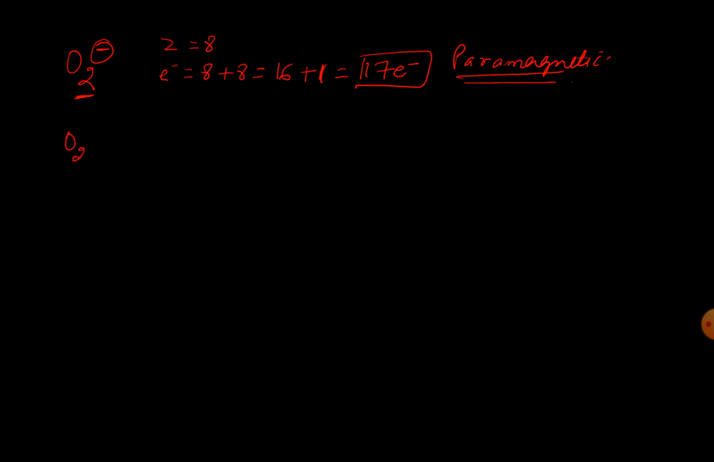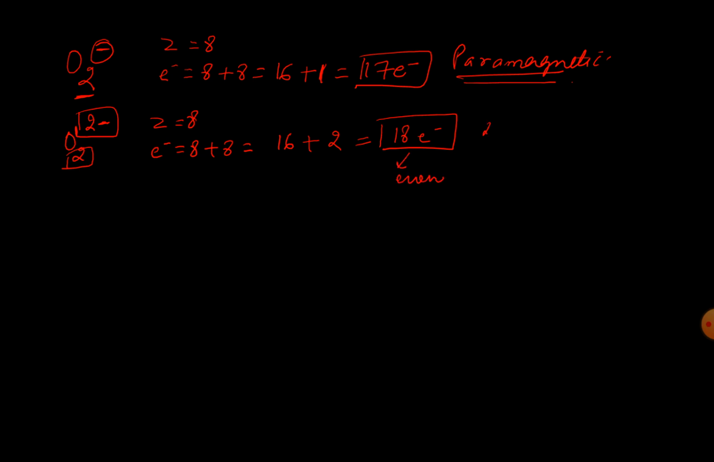Suppose it is O2 2 negative. Now again you can pause the video and come back after you have found the answer. The atomic number is 8. Electrons are also 8. 2 oxygen we are getting, so 8 plus 8 is equal to 16. Do not forget the 2 negative charge, which means that 2 electrons have been gained. So in total how many are we getting? 18. Now 18 is an even number of electrons, so it means that it is going to be diamagnetic in behavior.